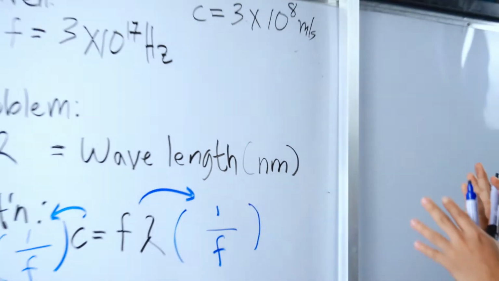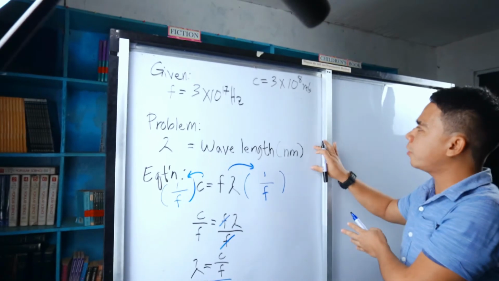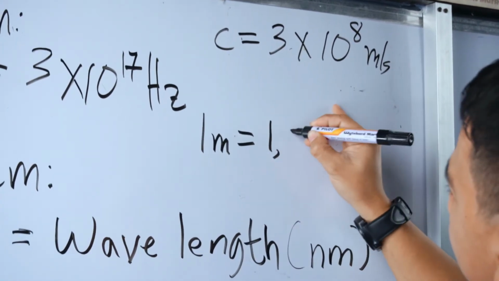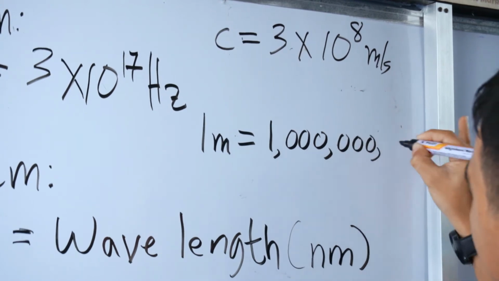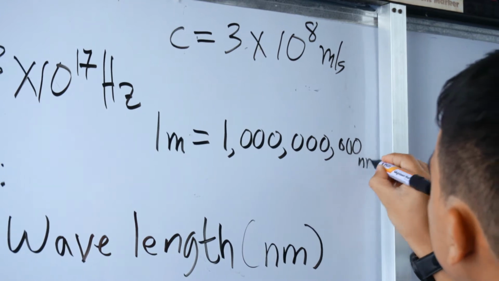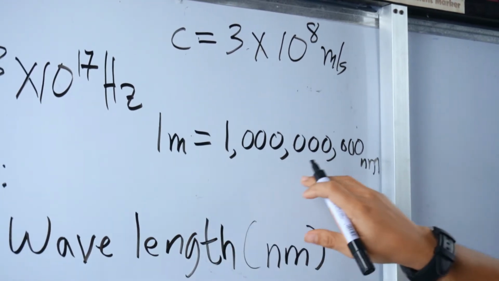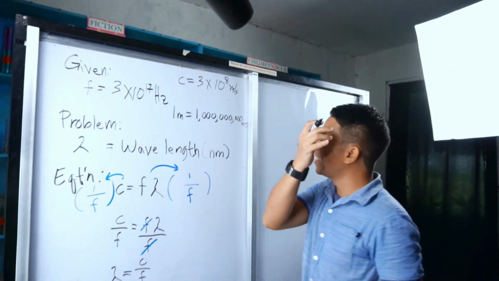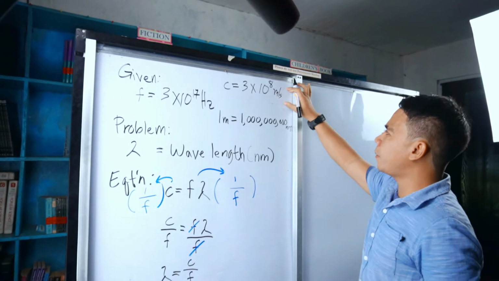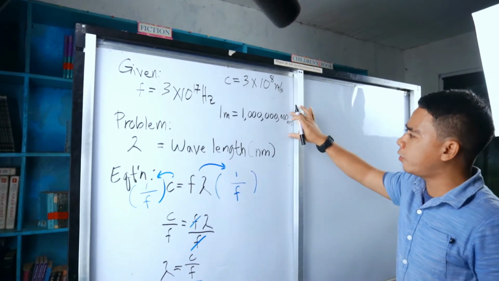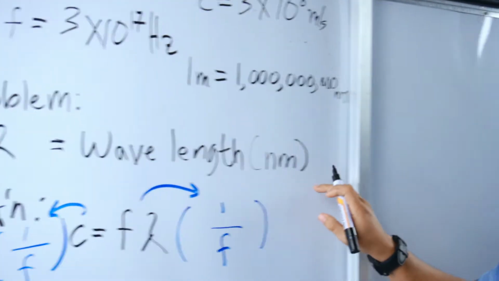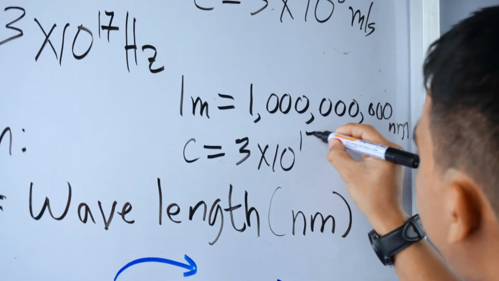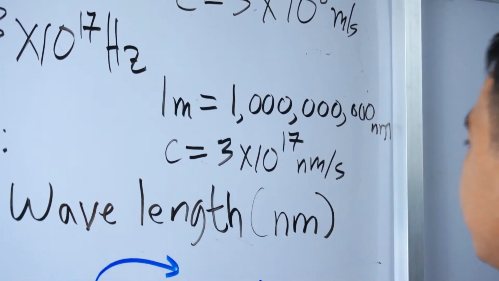So, we're going to solve that. I will not show anymore how to convert meter into nanometer. Just remember, in 1 meter there is 1 billion nanometers. We multiply it. Now, speed of light, convert this meters per second into nanometers per second. Why? Because the unit of lambda, or the wavelength, is in nanometer. So, the speed of light is equal to 3 times 10 to the power of 17 nm per second.